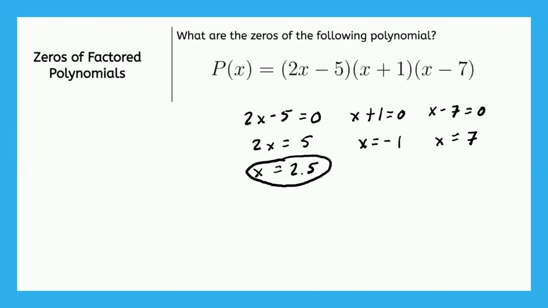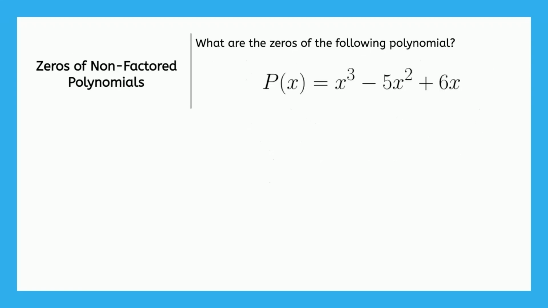In the next factor, we just subtracted 1 from both sides, so minus 1, and we get that x is equal to negative 1. There is the second 0. And lastly, when we say x minus 7 equals 0, we just do plus 7, and then this last 0 is at x is equal to positive 7. Now, what if we have a polynomial that is not in factored form? That brings us to the topic, zeros of non-factored polynomials.